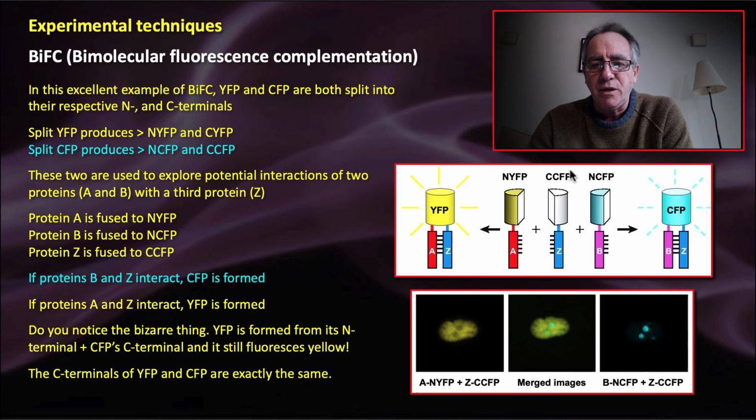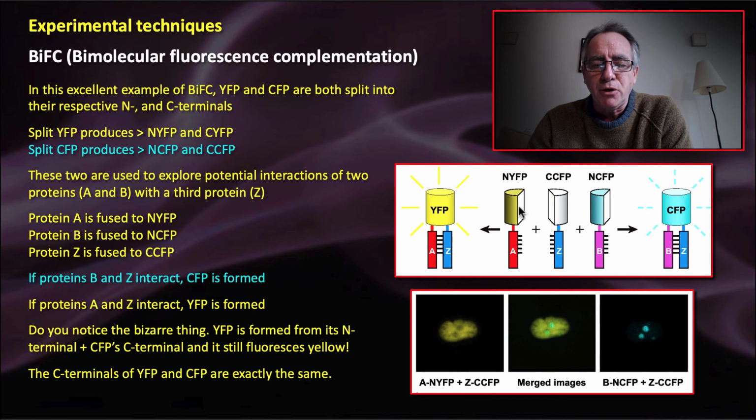N-terminal of CFP will fuse with the C-terminal of CFP, and you'll get fluorescence inside of the cell, as indicated in this picture down here. So that works. That's really good. If the N-terminal of YFP fused with the C-terminal of YFP, you would get YFP fluorescence, but that's not what's going on here. Look at this.